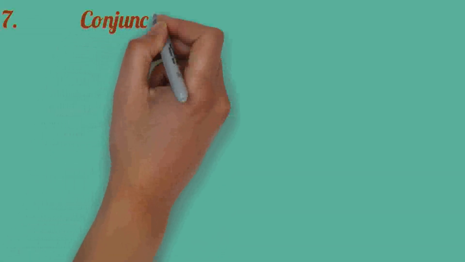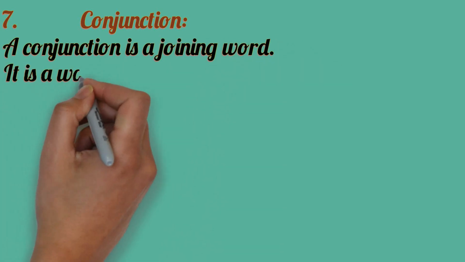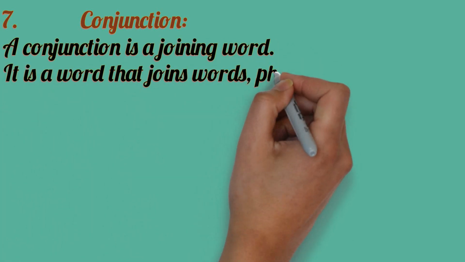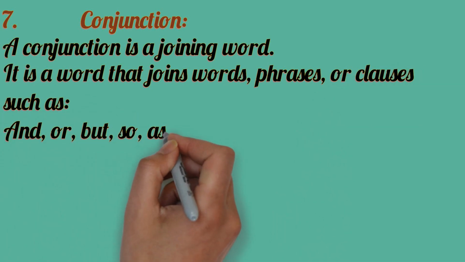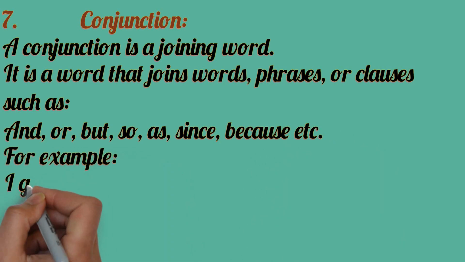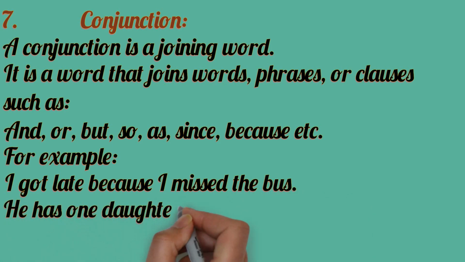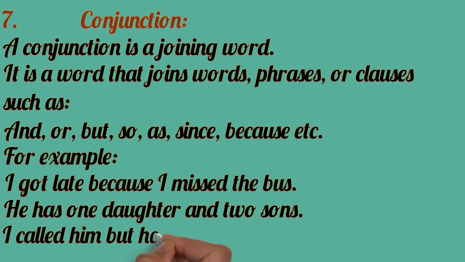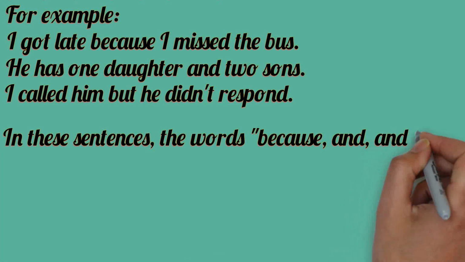7. Conjunction. A conjunction is a joining word. It is a word that joins words, phrases, or clauses such as and, or, but, so, as, since, because, etc. For example, I got late because I missed the bus. He has 1 daughter and 2 sons. I called him but he didn't respond. In these sentences, the words because, and, and but are conjunctions.